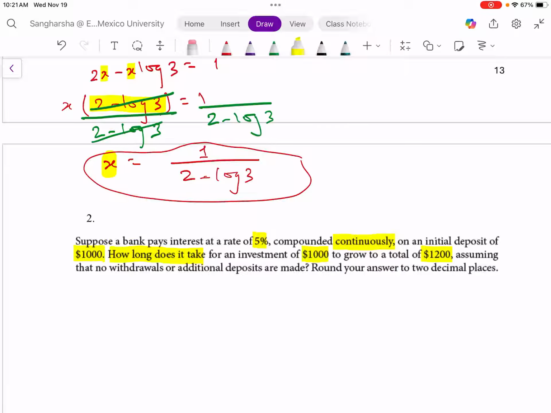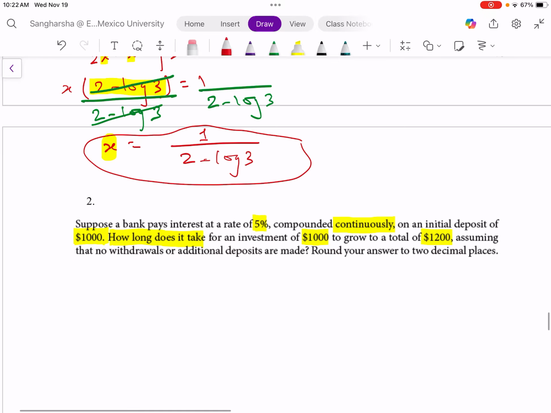Now, what is this 5%? What is this $1,000 for us? How do we represent our 5%? That is a rate, right? So that is R. So our rate, which is R, is 5%. And if we have a rate, we always rewrite our rate as a decimal. Now, what is 5% equivalent to in decimal? It is 0.05.